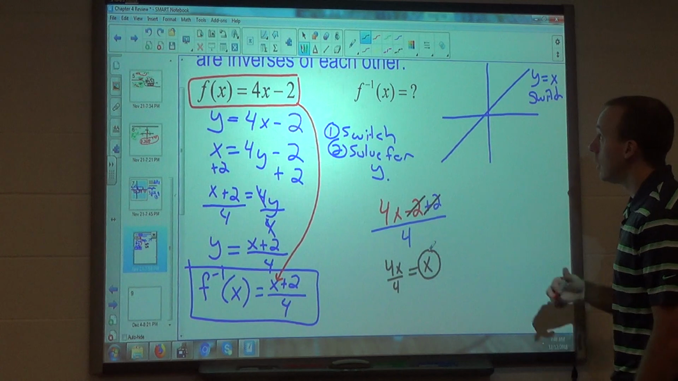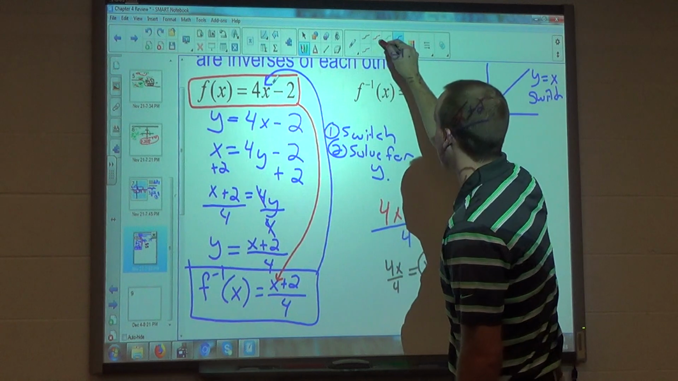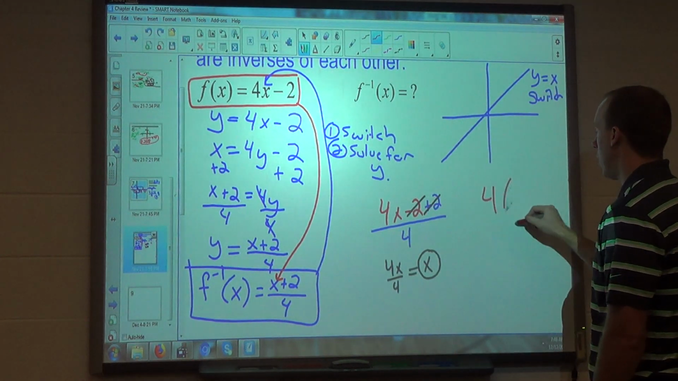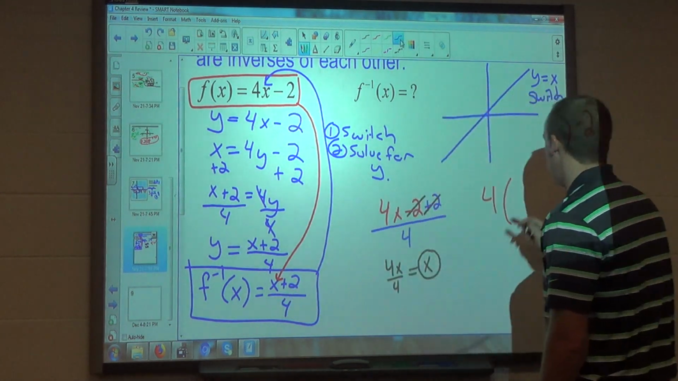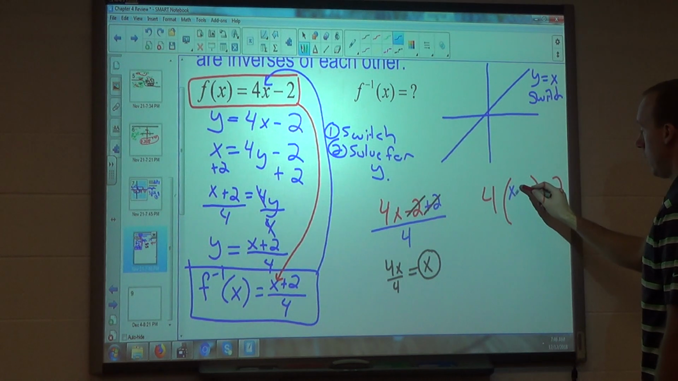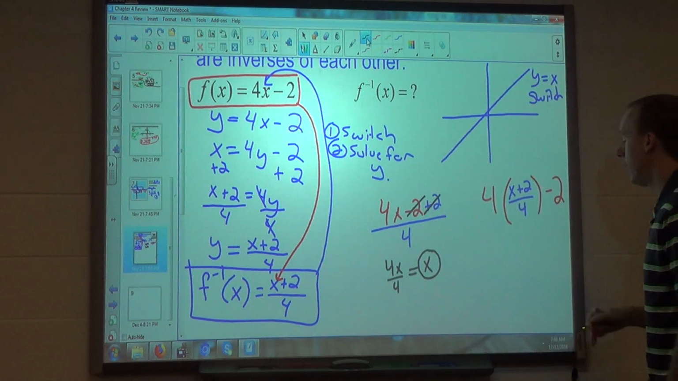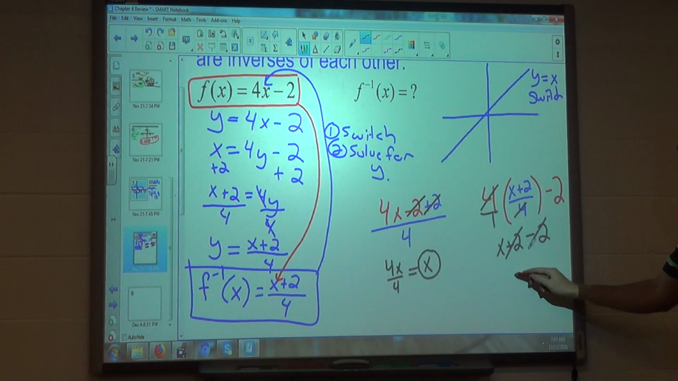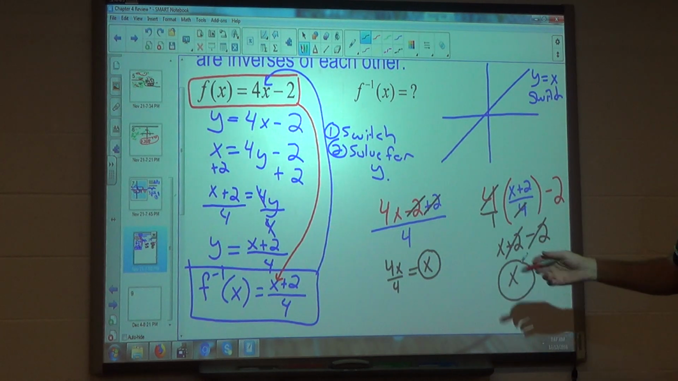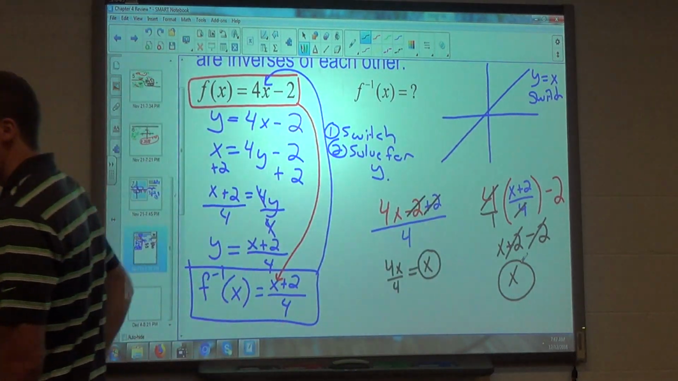Okay, that's good. Now I go in the other direction. So now I take the blue function and plug it in here for the x there. So it'd be 4, parenthesis, and then minus 2. Okay, and I'm plugging this fraction into my thing here. X plus 2 divided by 4, and then I'm going to simplify it. 4's cancel. I get x plus 2 minus 2. Plus 2 minus 2 cancel, and I get x. So now I have proved that they are inverses of each other.